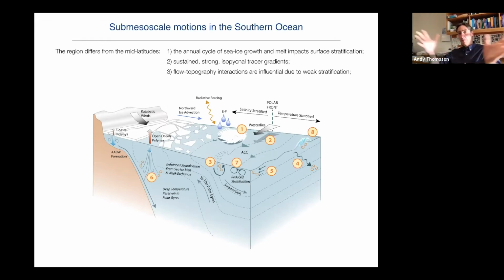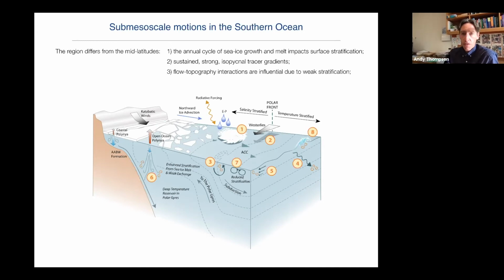And of course, because there are no continents to the north, that sea ice can expand and mostly melts around the polar front. There are also, in ways that are slightly different than the mid-latitudes, sustained, strong along-isopycnal tracer gradients, due to the fact that a lot of density classes are ventilated at the surface of the Southern Ocean and yet connected to deep water in the Pacific and Atlantic basins. And then because of the weak stratification, flow-topography interactions can be quite important in setting the structure of both the mesoscale and the submesoscale in the Southern Ocean.